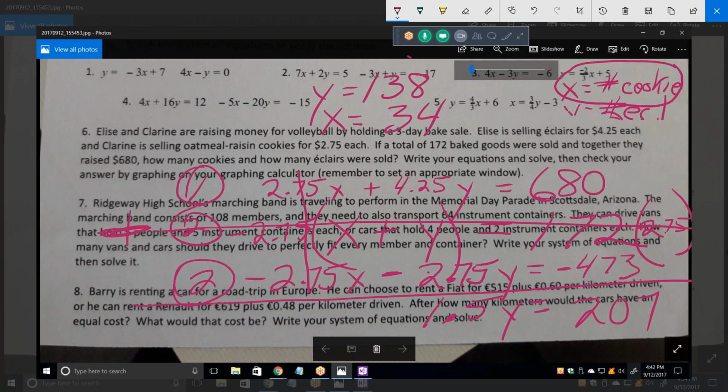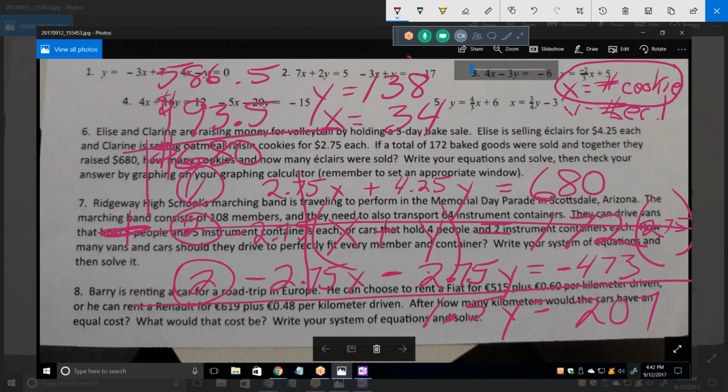2.75 times 34 is 93.5. That's how much I earned on the cookies. What is 138 times 4.25? 586.5. Notice those two numbers add to 680.